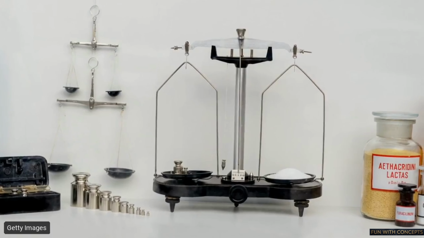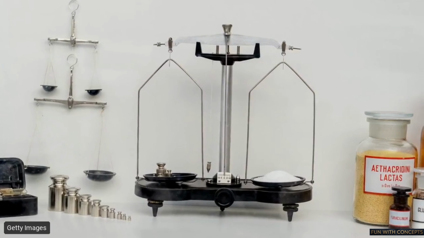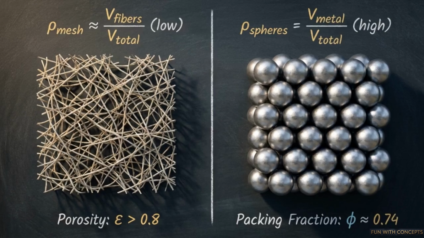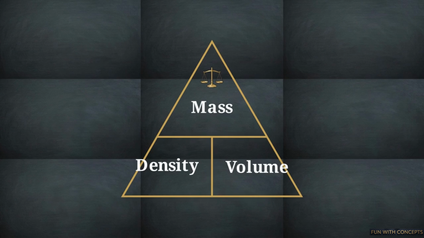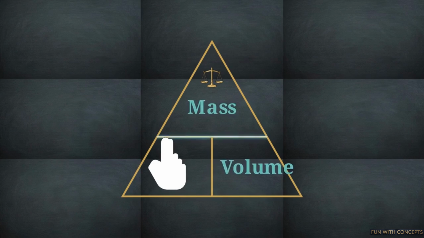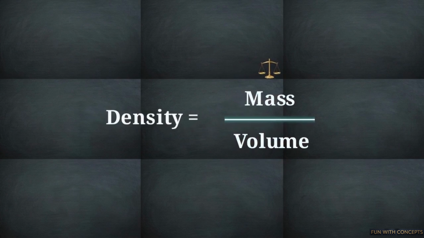Looking at this balance scale, we see the traditional tools used to measure mass. When you take a substance's mass and divide it by its volume, you discover its density, a measurement of how tightly its matter is packed together. This animated triangle represents the relationship between density, mass, and volume. It's a mathematical shortcut to calculate any missing variable. Cover density with your finger, and you're left with mass positioned over volume. This instantly reveals density equals mass divided by volume.